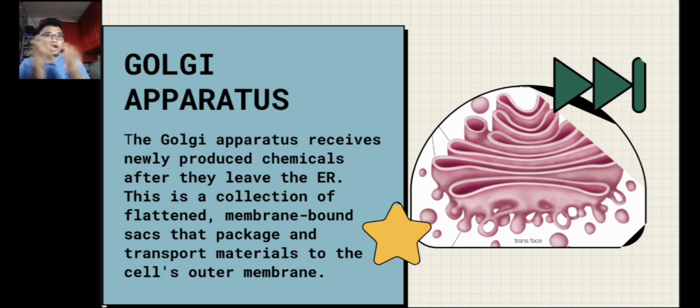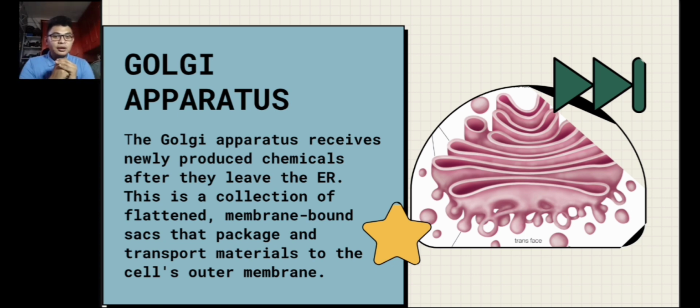Yan. Ang Golgi Apparatus, sabi din po dito, where items are packaged and labeled. Once materials leave, they may be used within the cell or taken outside of the cell for use elsewhere. Okay? Yun po yung use ng Golgi Apparatus. At sabi po niya dito, the Golgi Apparatus receives newly produced chemicals after they leave the ER.